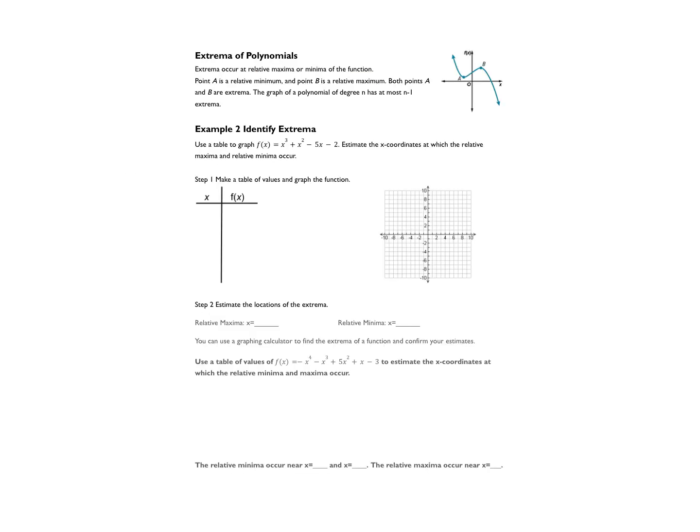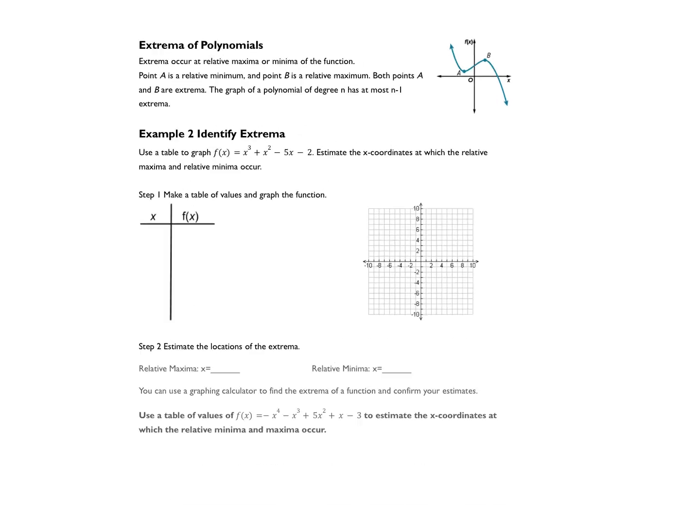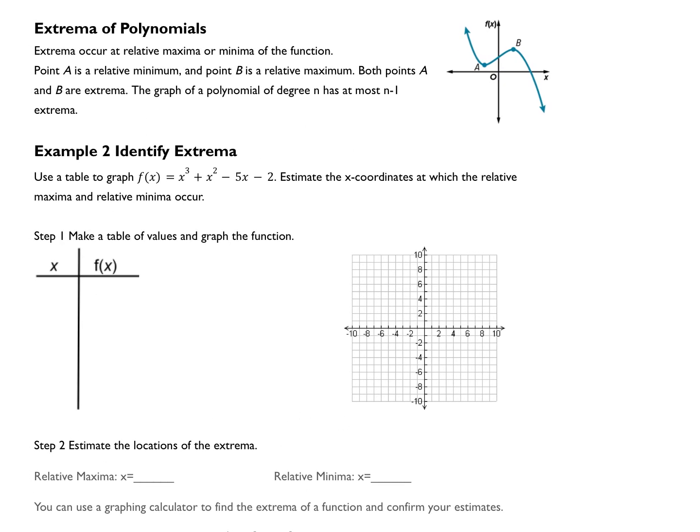Next, we're going to look at the extrema of polynomials. Extrema occur at the relative maximum or relative minimum of the function. So point A here is a relative minimum. It's lower than the points around it.